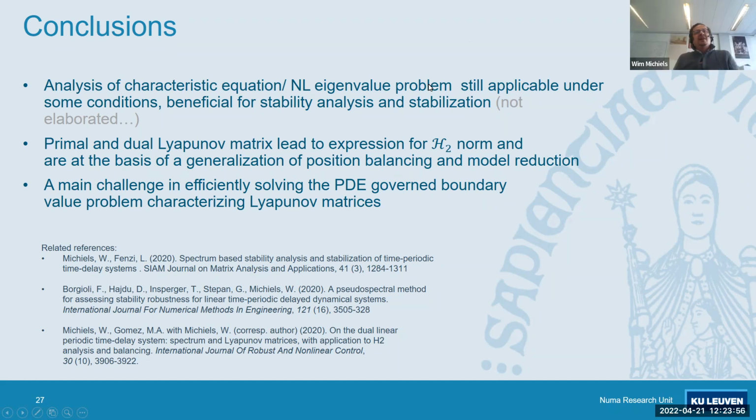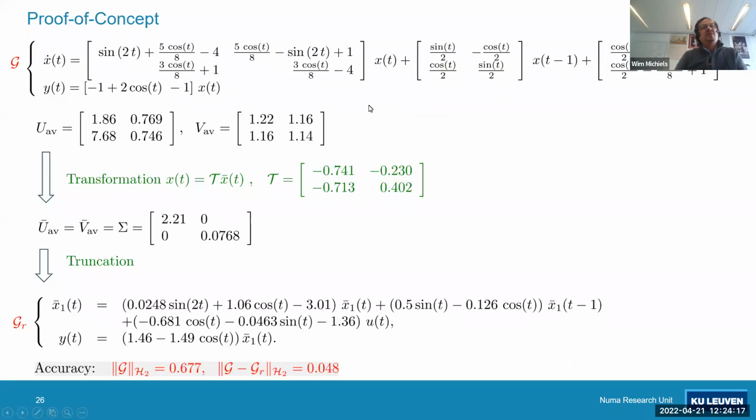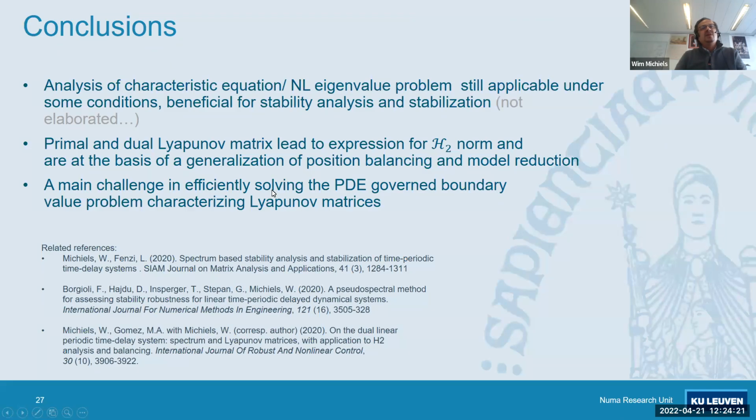The second thing, in fact, the Lyapunov matrices can be generalized. They lead to coherent expressions for the H2 norm, and can also be useful in the context of generalizations of position balancing and model reduction. And of course, this is preliminary work related to the proof of concept. The next step is then, of course, to go to large scale problems.